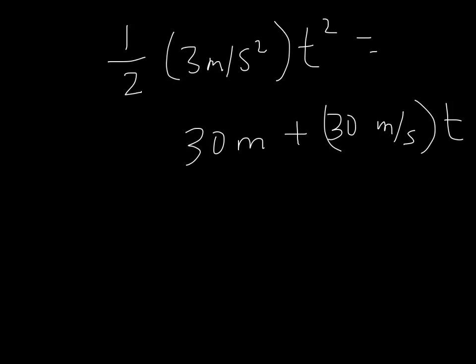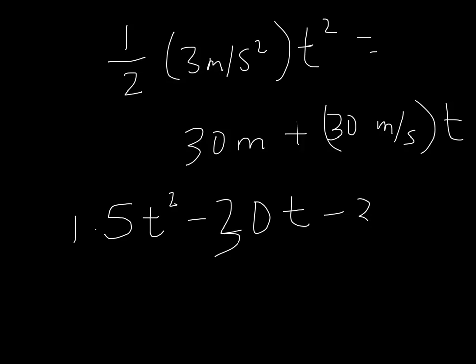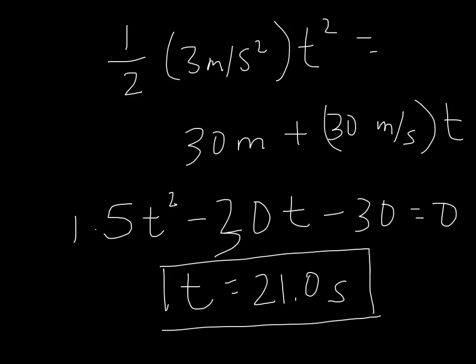If you haven't done quadratics, you may want to look that up to get a little bit of a refresher for quadratic equations. But if we simplify all of that down, we get 1/2 t squared minus 30t minus 30 equals 0. So if we use the quadratic equation, we get t equals 21 seconds. And that is our final answer.